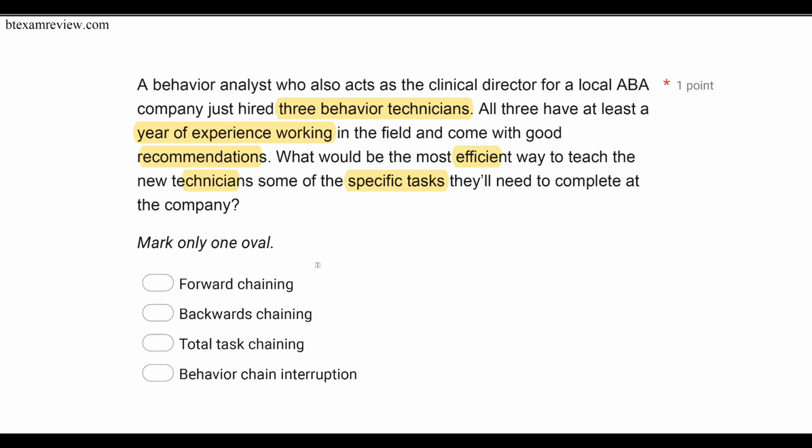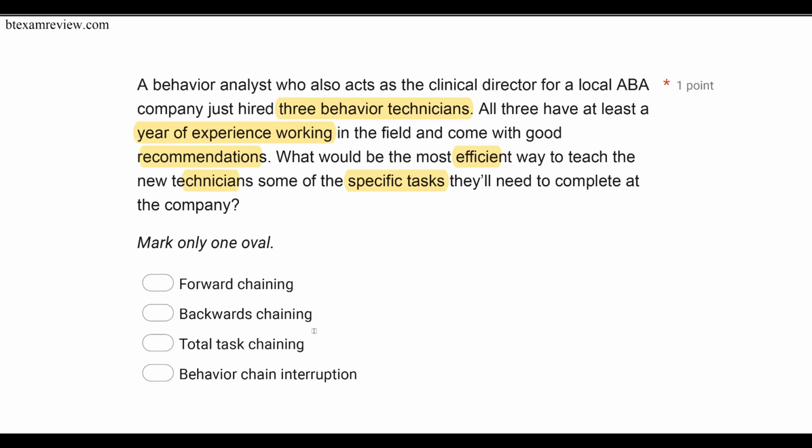Now, let's think about our different chainings: forward, backward, and total task chaining. With forward and backward chaining, we're teaching step by step, very methodically. When you have a learner who is competent, who has experience, who can learn potentially quickly, you might be able to get away with total task chaining. Because with total task chaining, you're teaching that entire task and then focusing on the steps they may struggle with.